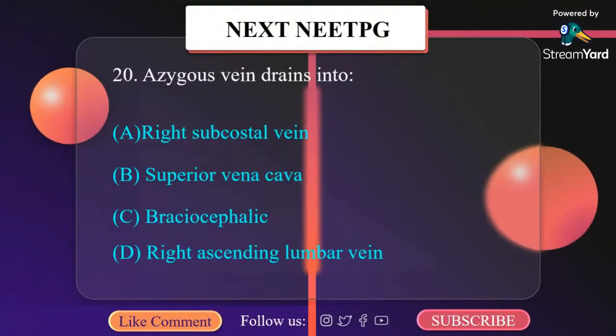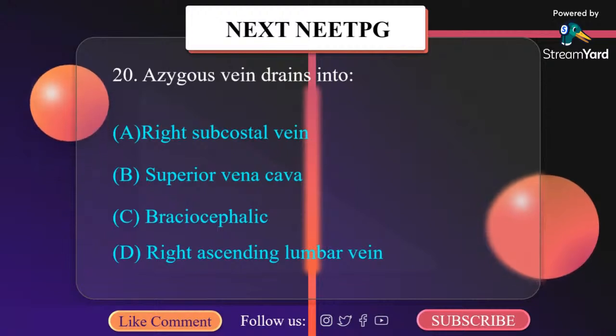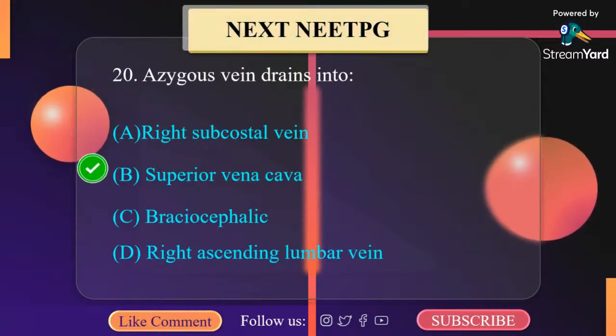Hemiazygos vein drains into: A. Right subcostal vein, B. Superior vena cava, C. Brachiocephalic, D. Right ascending lumbar vein. So the correct answer here is B, superior vena cava.